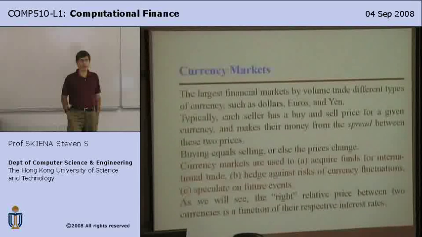Any questions about financial currency markets, why they operate like that? Any questions about currency?